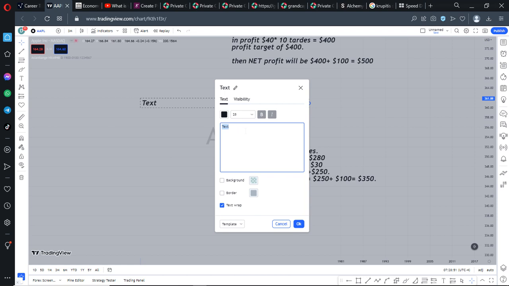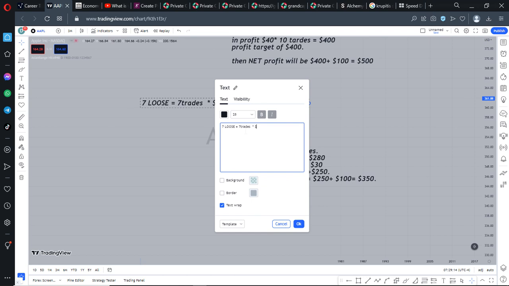So let's do a vice versa for it. Let us say we have 7 losses, right? We have 7 losses because, you know, we don't always win the market. You have 7 losses, so that means you have 7 trades times what? $30, right?